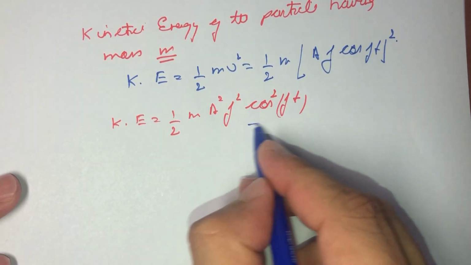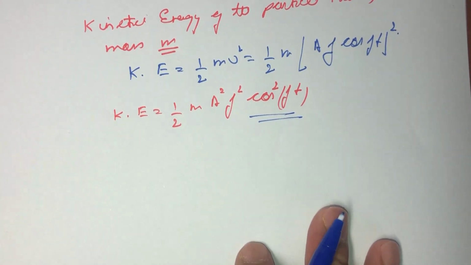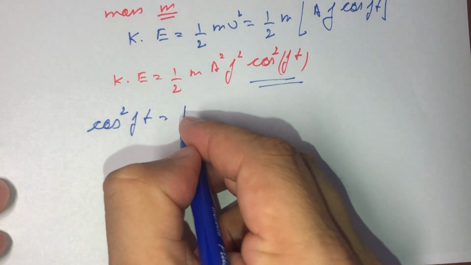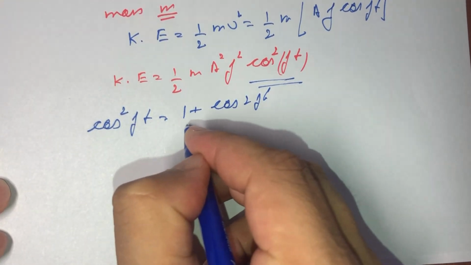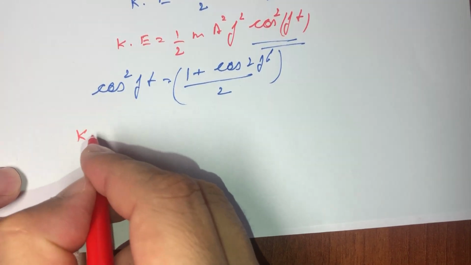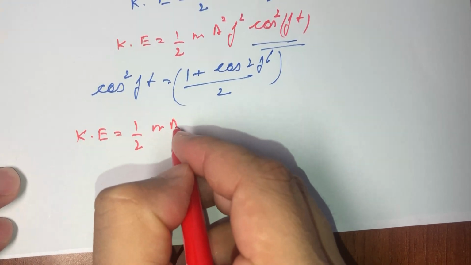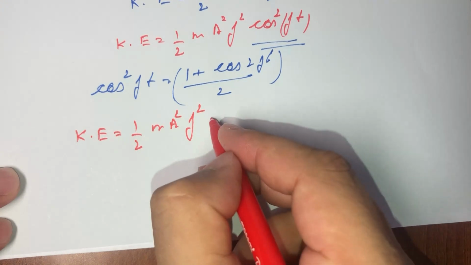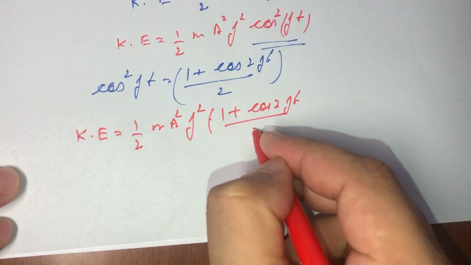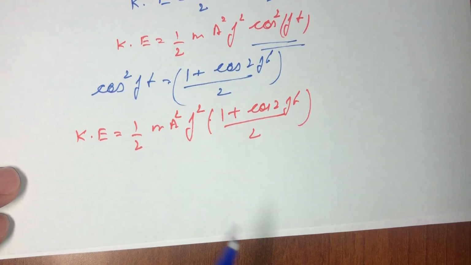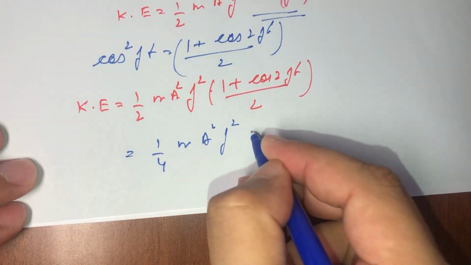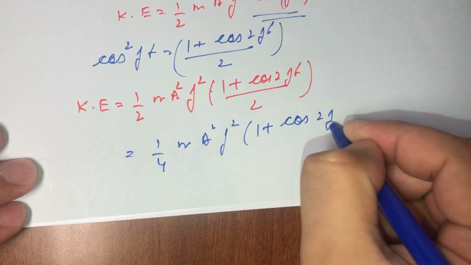Now we can expand this cos square in terms of a multiple angle. So we can write cos square ft will be equal to 1 plus cos 2ft divided by 2. Therefore, kinetic energy will be equal to half m a square f square, and here we can write 1 plus cos 2ft divided by 2, which can be further simplified as 1 by 4 m a square f square times 1 plus cos 2ft.